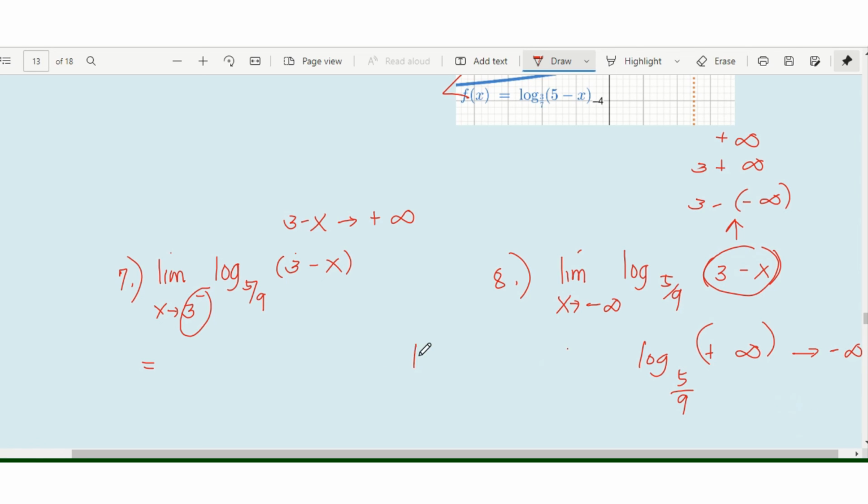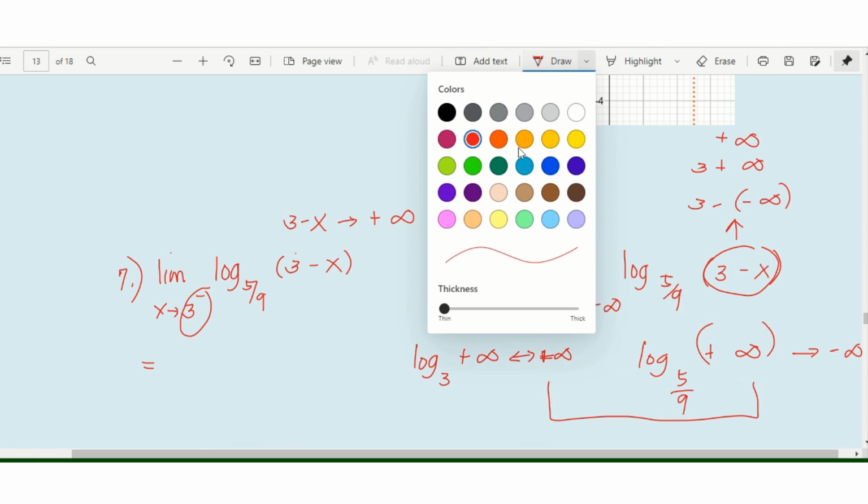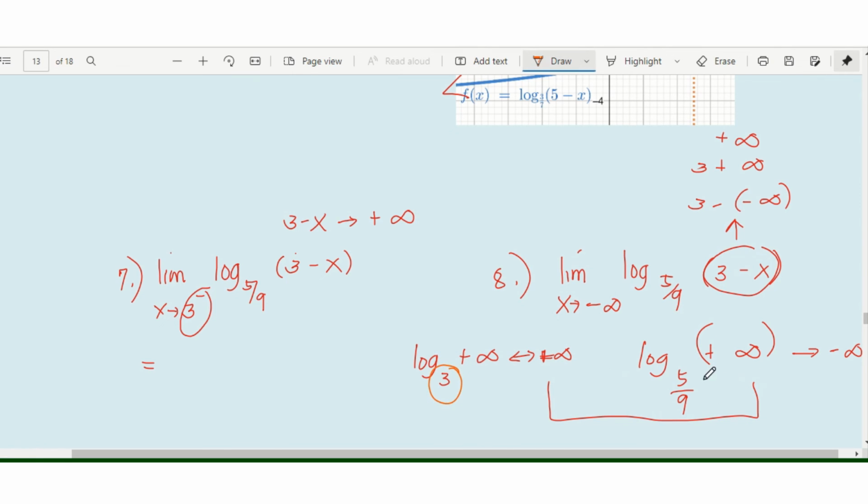Kabaliktaran siya kapag meron ka namang base na, kung nagkaroon ka ng base which is, let's say, 3, which is greater than 1, ang tendency, ang corresponding niya is positive infinity din. Kabaliktaran niya yung less than 1 naman na base. You see the difference? This is 3, this is 5 over 9. Pareho silang positive infinity na nag-increase sa number. Magbabaliktad ang kanilang magiging behavior for y. This is positive infinity, the other is negative infinity.